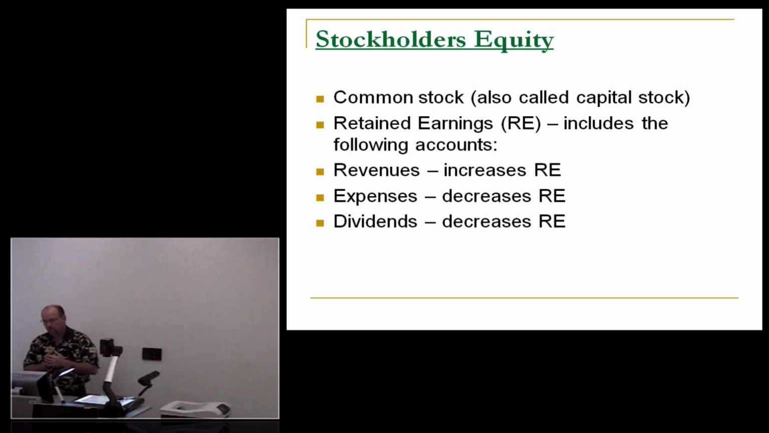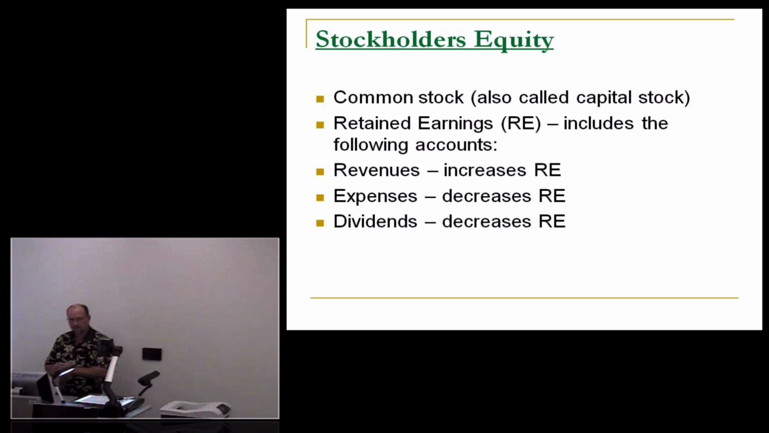Okay, so revenues increase retained earnings, expenses decrease retained earnings, and then dividends decrease retained earnings. Now, a dividend is when the company distributes money back to the owners. Now, remember, the owner, of course, is the decision maker in the company, but they are choosing to pay themselves an amount of money called a dividend. If this were a sole proprietorship, for those of you that took bookkeeping, this would be the drawing account, where their owner is withdrawing money.